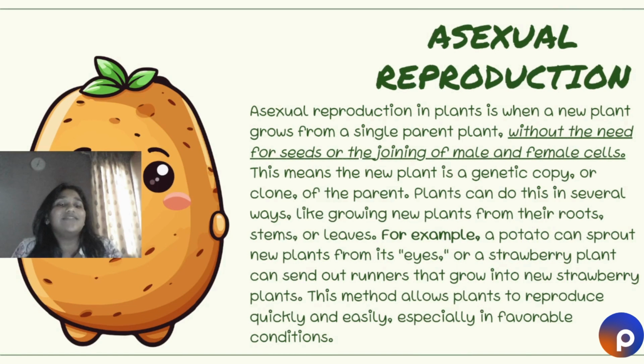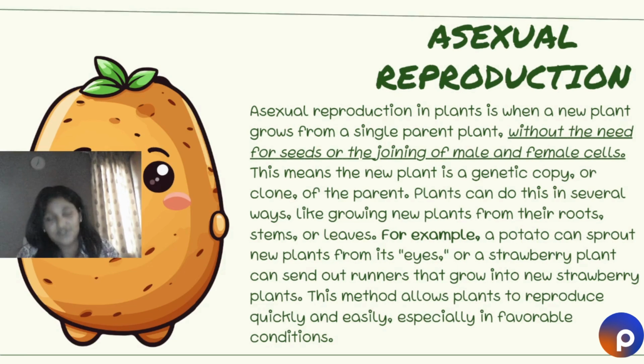What is asexual reproduction? Asexual reproduction in plants is when new plants grow from a single plant. So it does not need seeds or the joining of male and female cells. It just happens from a single parent. This means a new plant is a genetic copy or a clone of the parent. Plants can do this in several ways, like growing new plants from their roots, stems or leaves. For example, we can take a potato which has sprouts in it, which are called eyes. We can take a strawberry plant, and the runners that grow into a new strawberry plant. This method allows plants to reproduce quickly and easily, especially in favorable conditions.